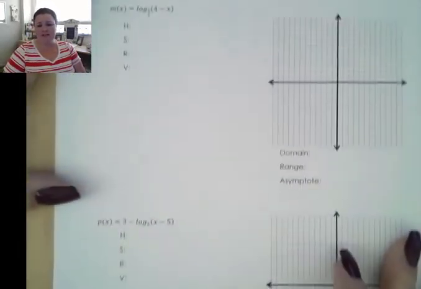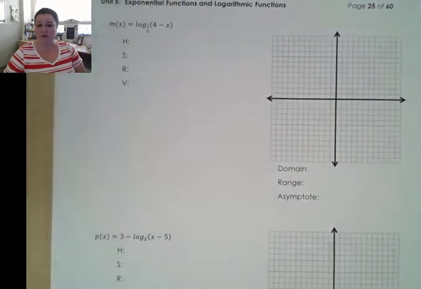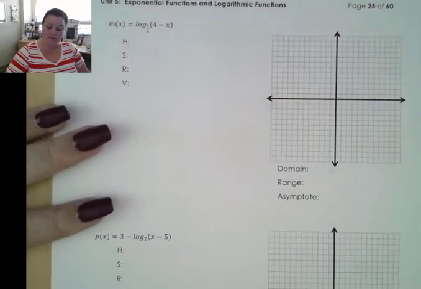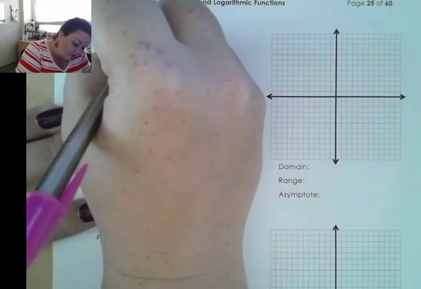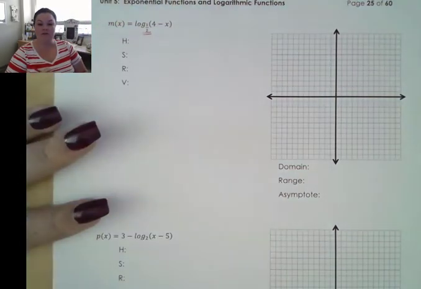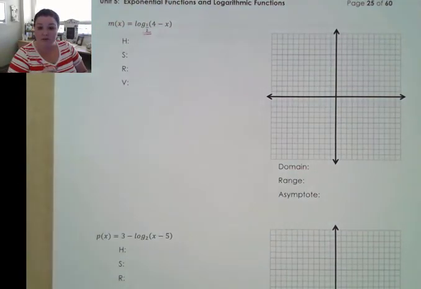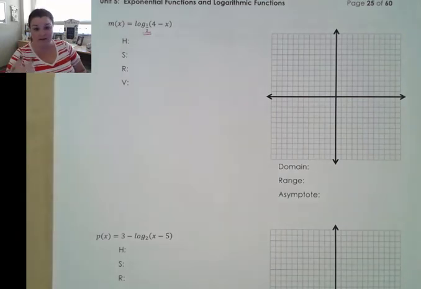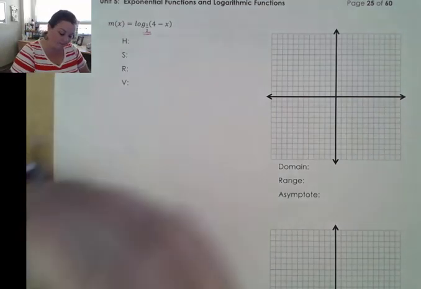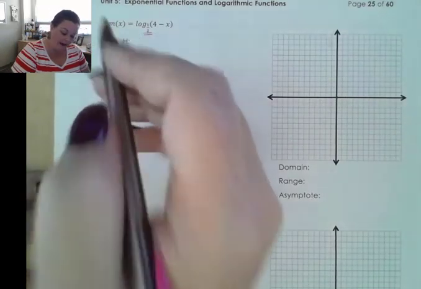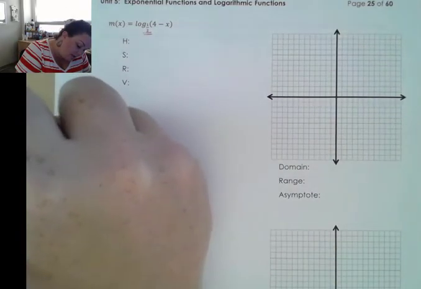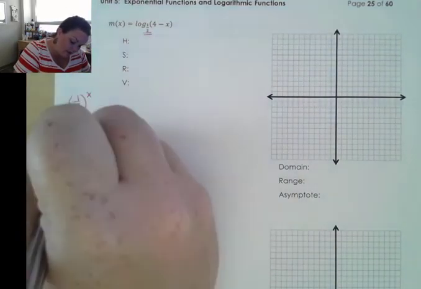So really all the HSRV stuff is the same as what we've always done. The only new step is that we have to first identify our log base so that we can get the exponential form, so that we can swap it to get the log parent function. So this is log base 1/2. So we're going to start with exponential base 1/2 to the x power.